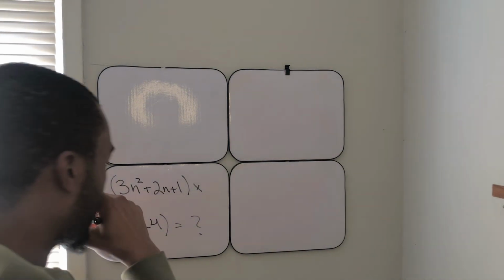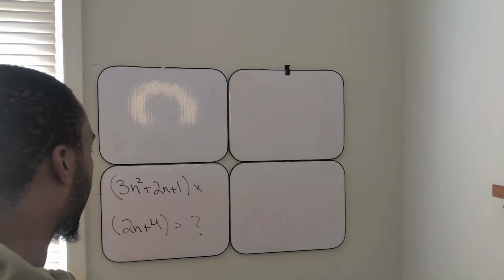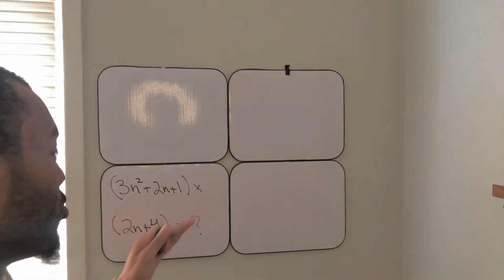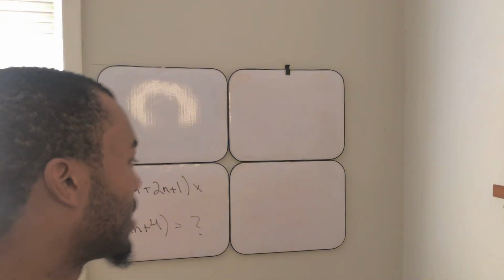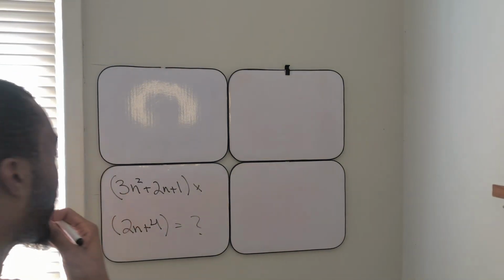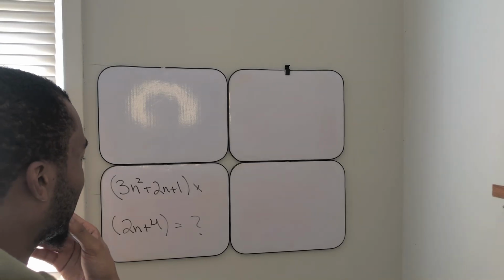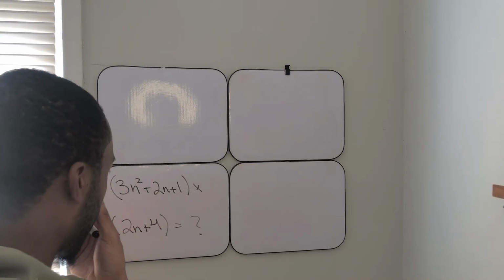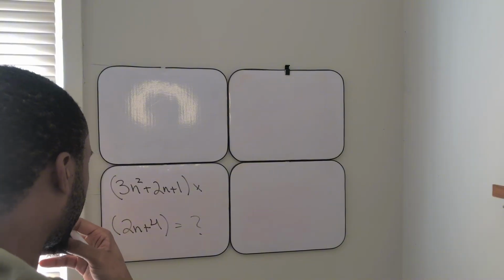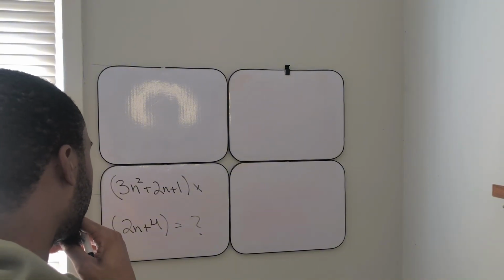So the first thing that we're going to do, and again, let me just emphasize, there are no rules to which one you have to go first. It doesn't matter where you start. I don't want y'all to think that it's so rigid, because it's not. I'm trying to figure out right now how I want to go about this one. Let's see, this, 2n plus 4.